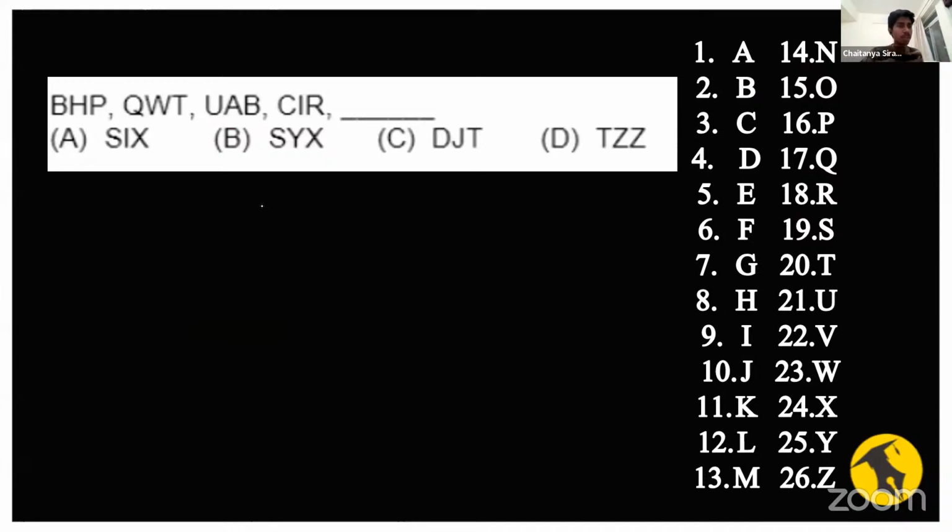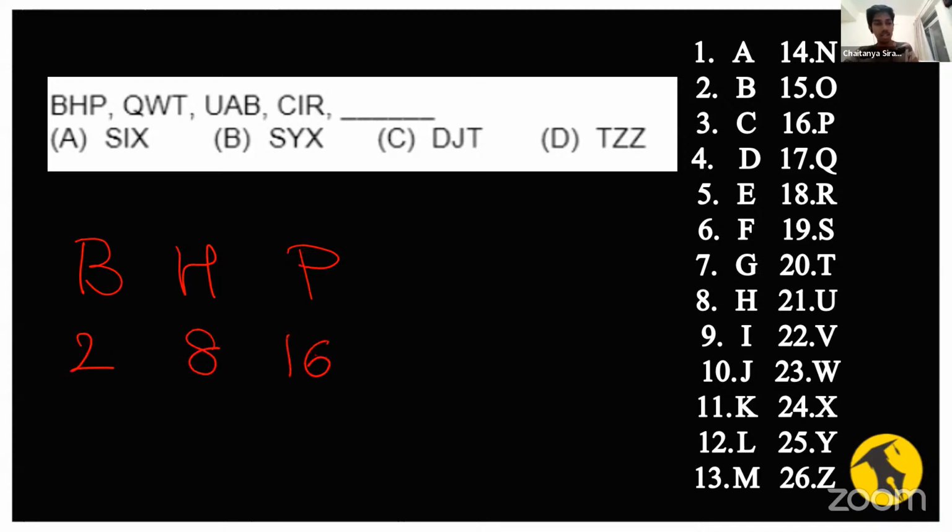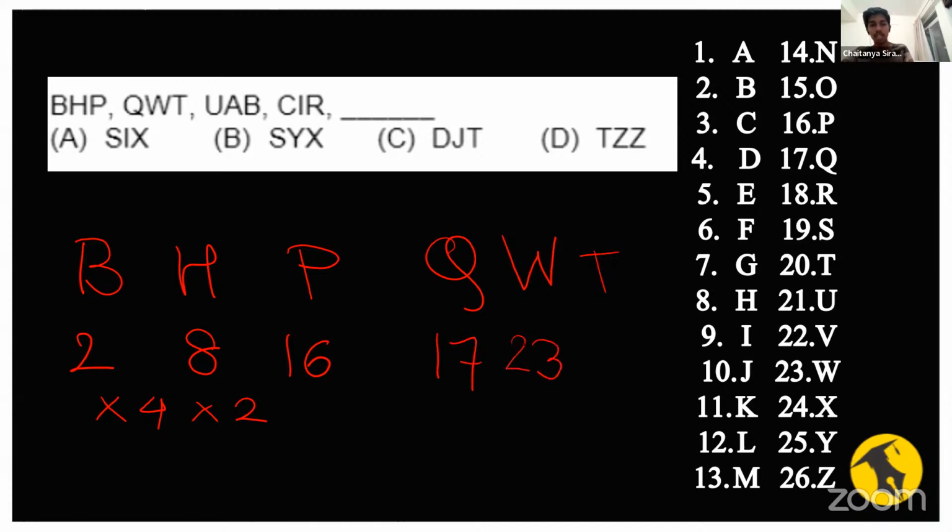Okay, this is similar to the previous one. I will have to recognize the pattern within first and then between the terms. B, H, P. B is 2, H is 8, P is 16. So I can write it as into 4 into 2 again. Sorry. Q, W, T. So Q is how much? 17. W is 23 and T is 20. Now, I can't put this into the into 4 logic at least for this.